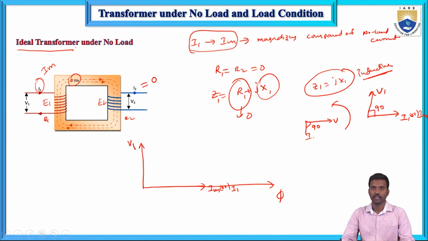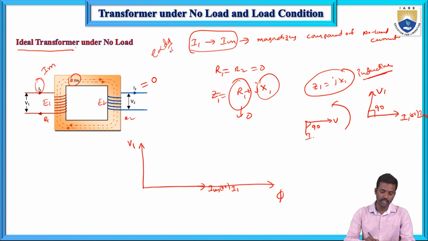the V1. Now according to Faraday's law of electromagnetic induction, this flux is directly proportional to d phi by dt, and induced EMF will be developed in the primary winding and secondary winding. Now here the primary winding and secondary winding magnitudes depend on the number of turns in the primary winding and number of turns in the secondary winding.